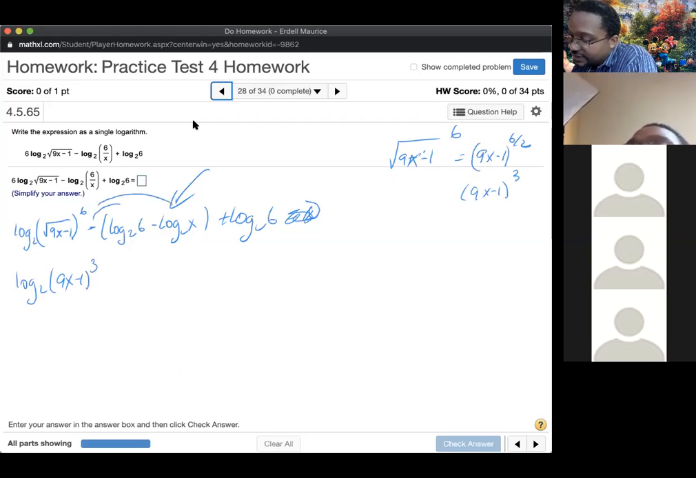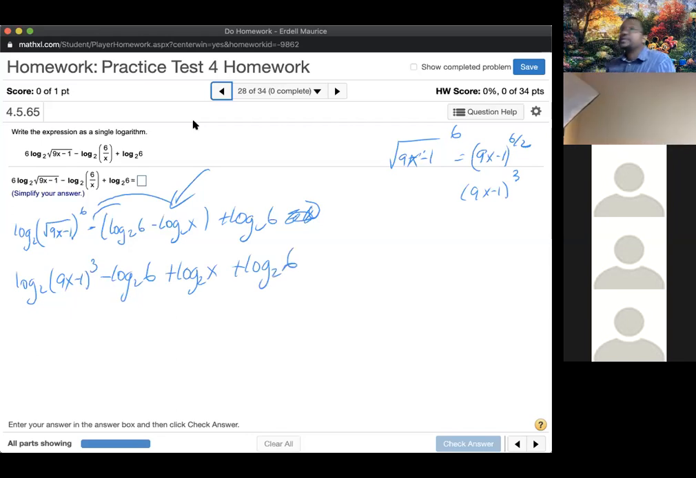I distribute the minus sign, so I get negative log base 2 of 6. And then distribute the minus sign, that's going to be plus log base 2 of x plus log base 2 of 6. Hopefully now you can see why I split out the middle term, because you can see that there are 2 log base 2 of 6s, correct? But because they're opposite signs, they will cancel out. So this and this will cancel. And then these two right here will combine with the plus sign. Log base 2 of x times 9x minus 1 raised to the third power. This is the expression as a single logarithm.